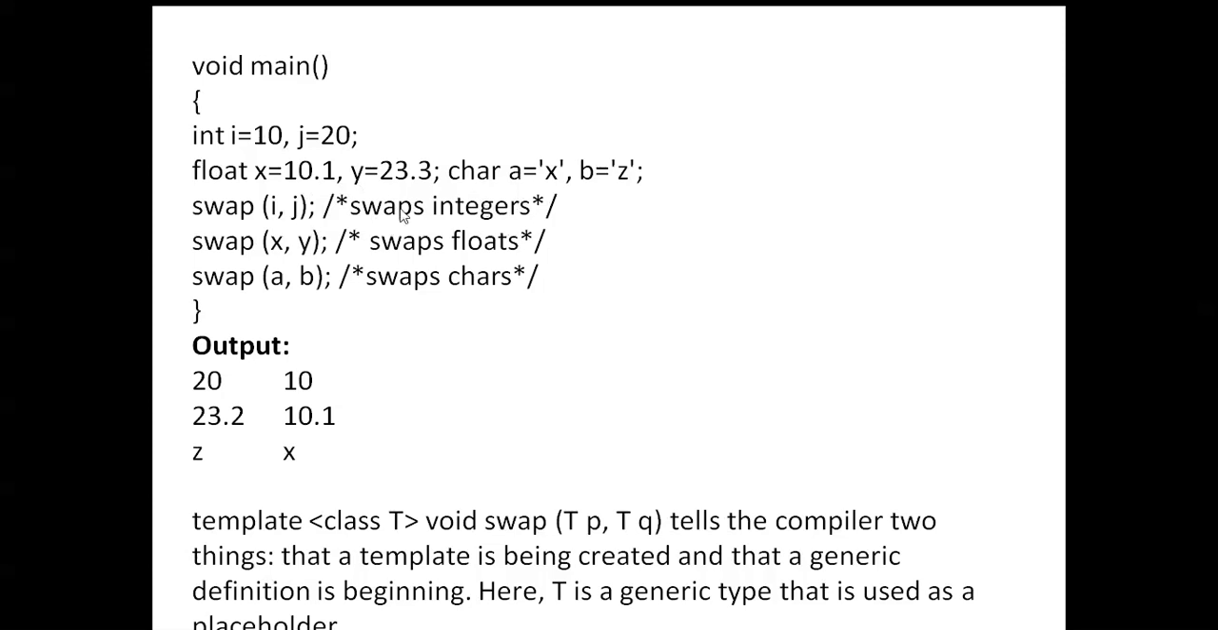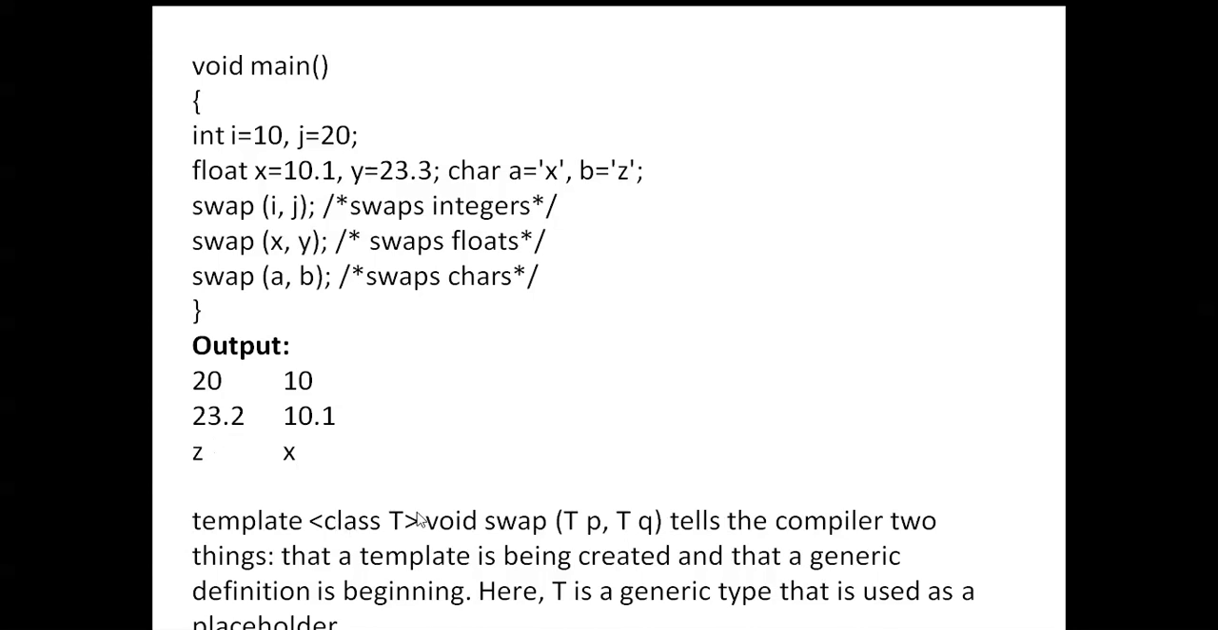Next you can see swap of floating point values, 10.1 and 23.3, and characters x and z. These are the x values and these are the y values, but they are changed. The i value, initially 10, is changed to 20. The j value, initially 20, is changed to 10. The x value 10.1 becomes 23.3 and 23.3 becomes 10.1. The character x becomes z, and z becomes x.